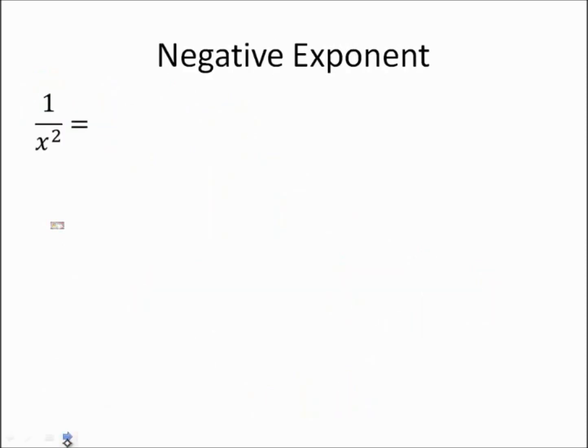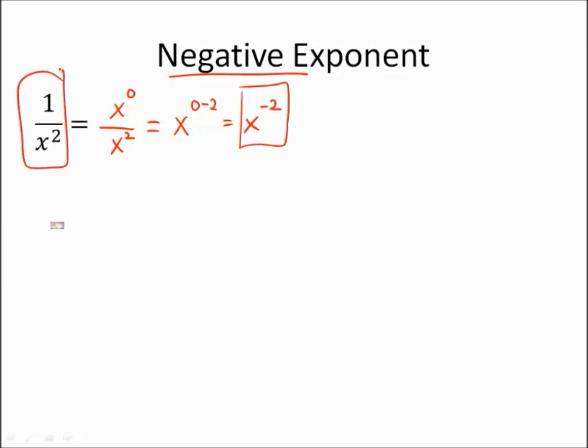Another interesting form of exponents are negative exponents. So let's take a look at this example. 1 can be rewritten as x to the power of 0, and x squared can still be written as x squared. Now we know from the quotient rule, we can subtract exponents with the same base, so that would give us 0 minus 2, which would imply that x to the negative 2 should equal 1 over x squared.